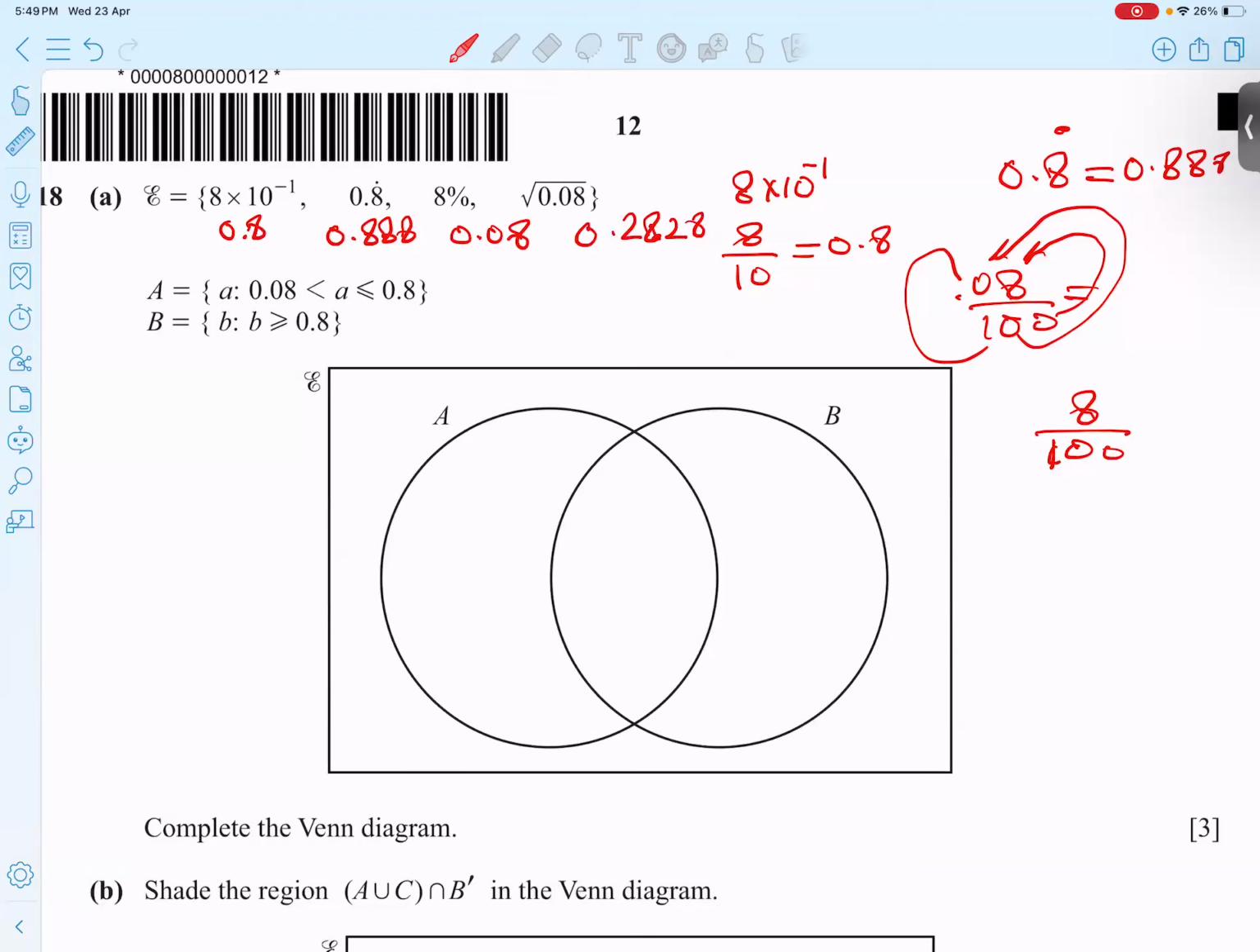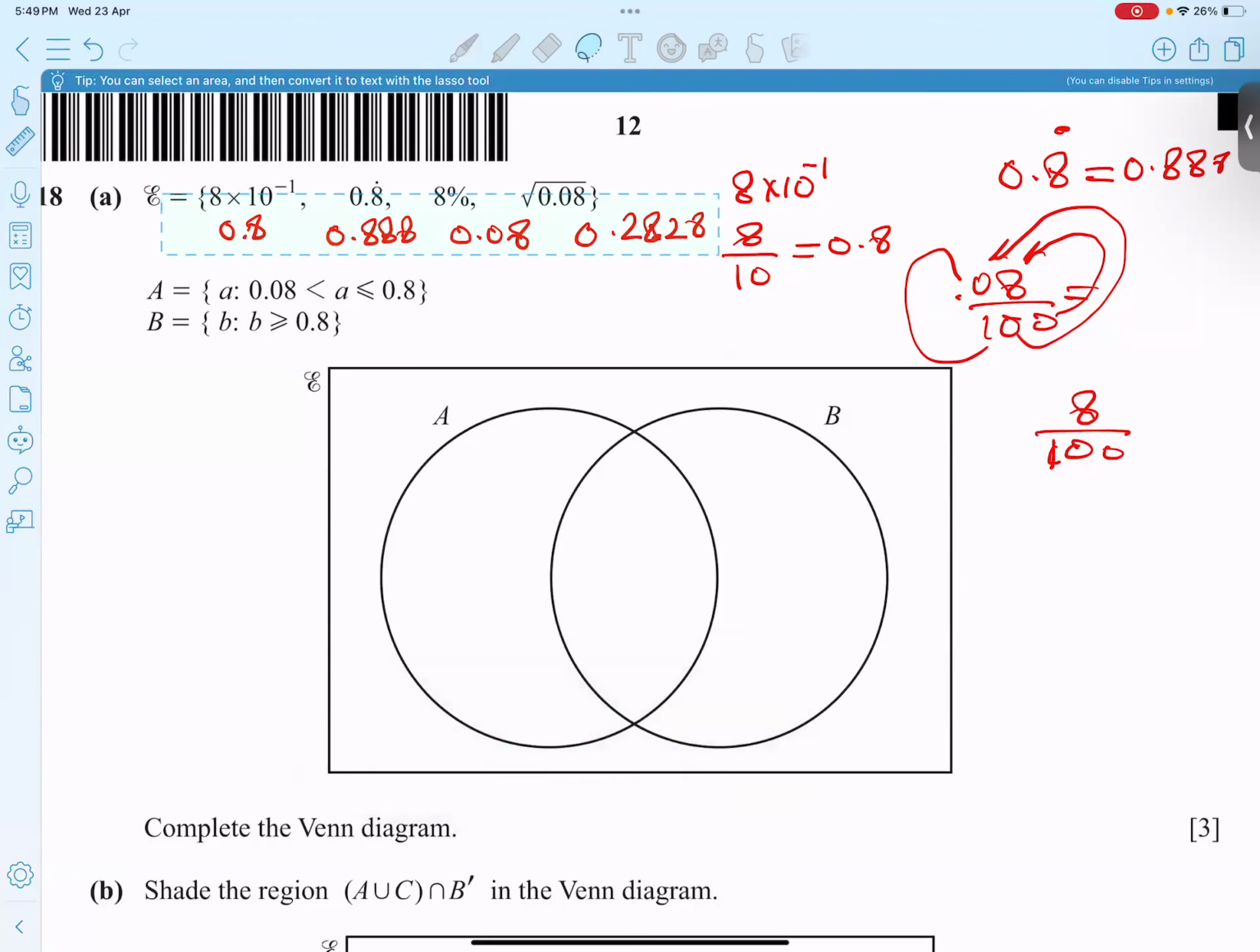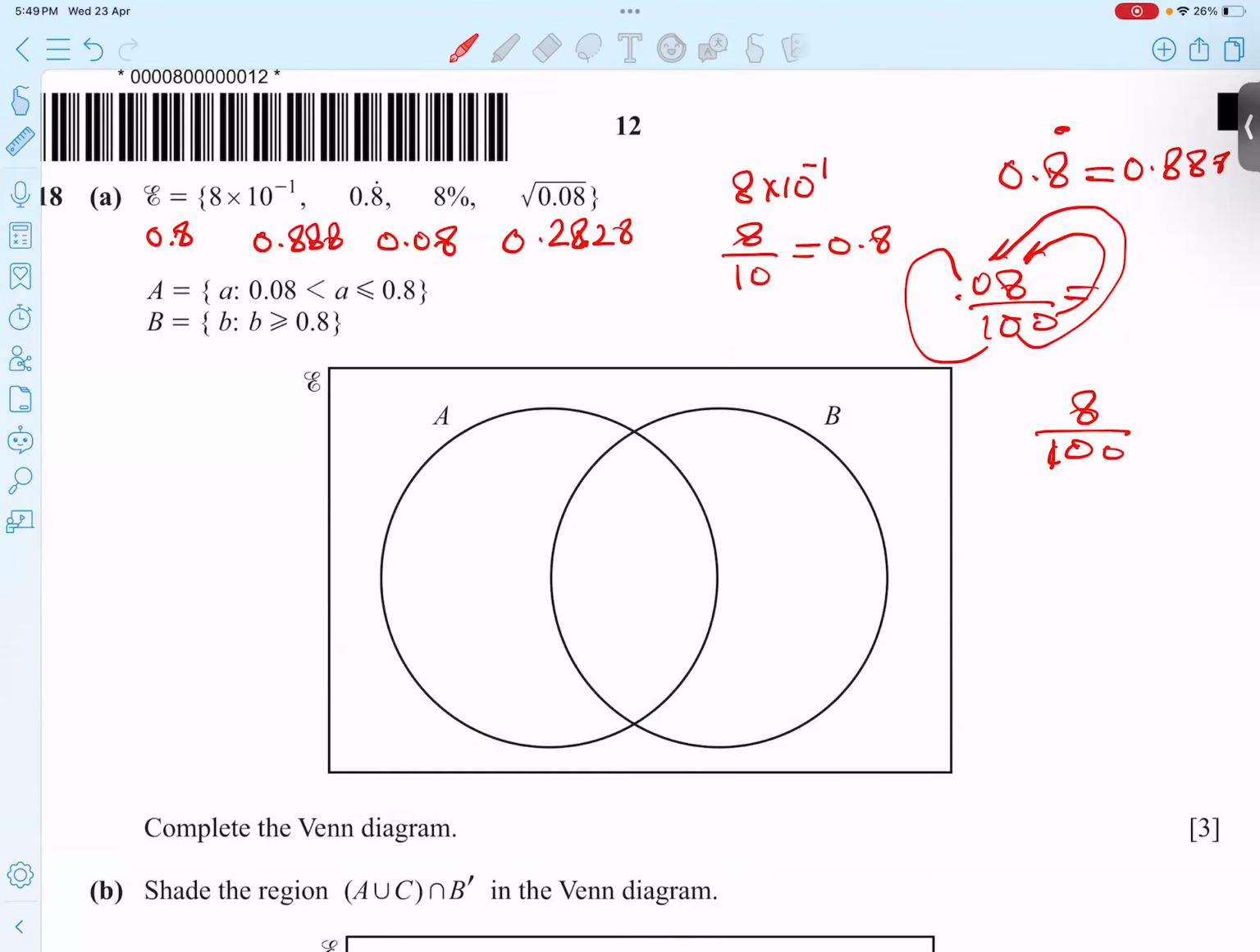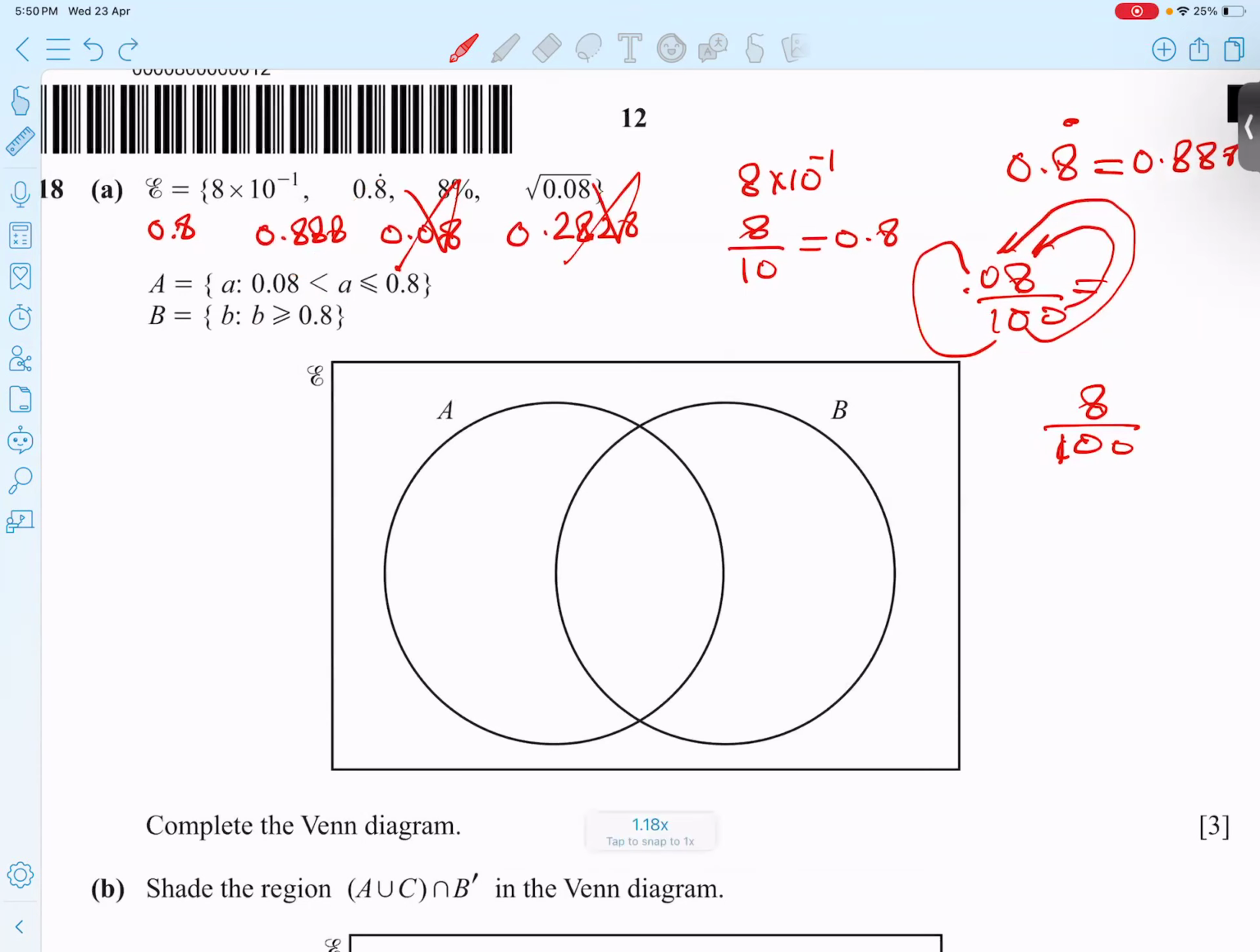Okay. So I have done all of this. So all these values are very clear to you now. And I'm going to start my question. So which numbers are in A? We have to check. B is more than 0.8. This is not more than 0.8. This is more than 0.8. This is more than 0.8. And that one number is more than 0.8 and equal also.